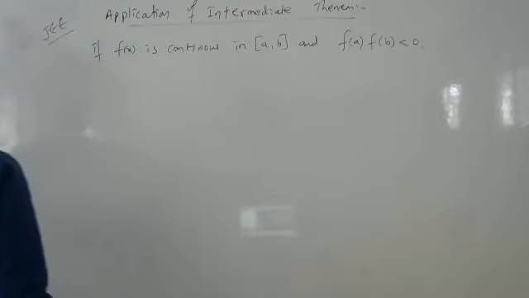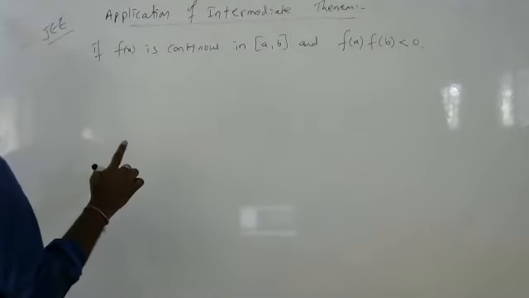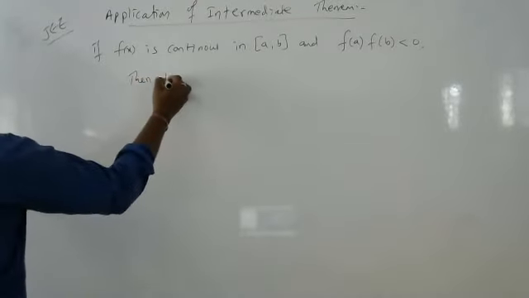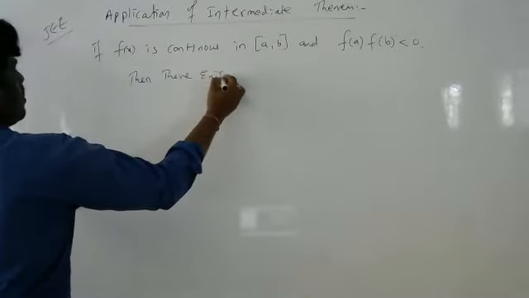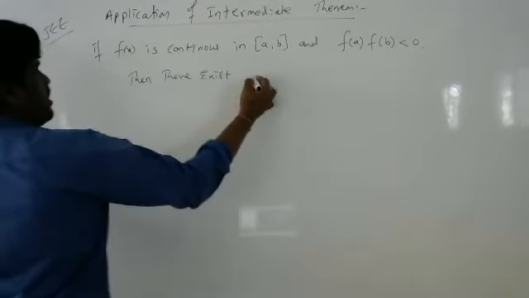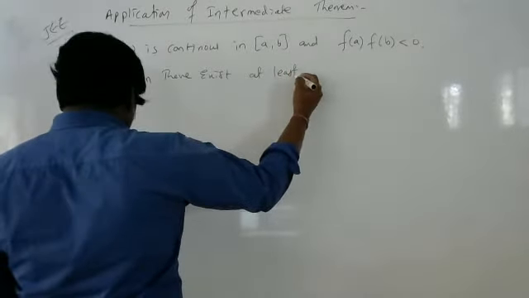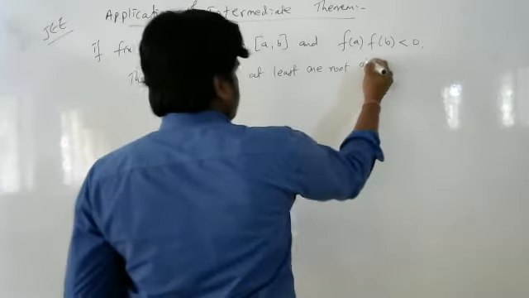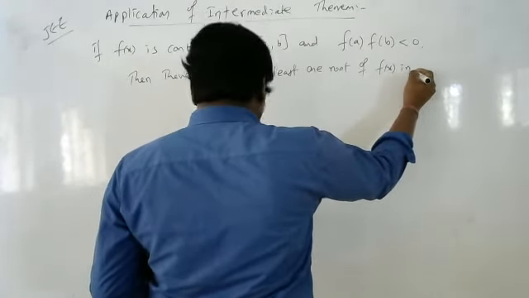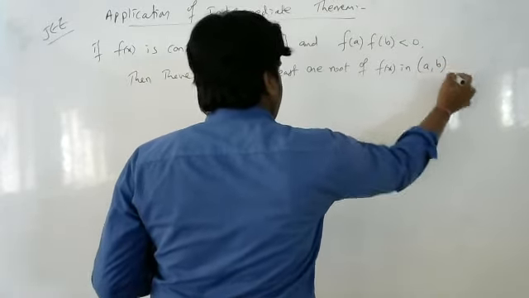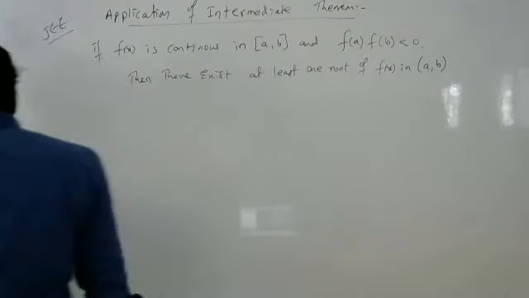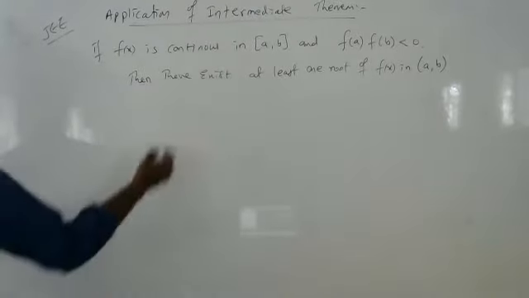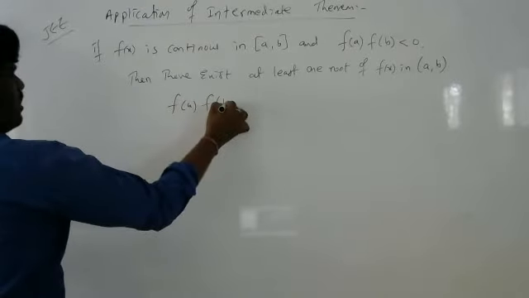Applications of intermediate value theorem. If f(x) is continuous in the closed interval [a, b] and f(a) into f(b) is less than 0, then there exists at least one root of f(x) in the open interval (a, b). This is what we call the application of the intermediate value theorem, and you remember this: f(a) into f(b) less than 0.